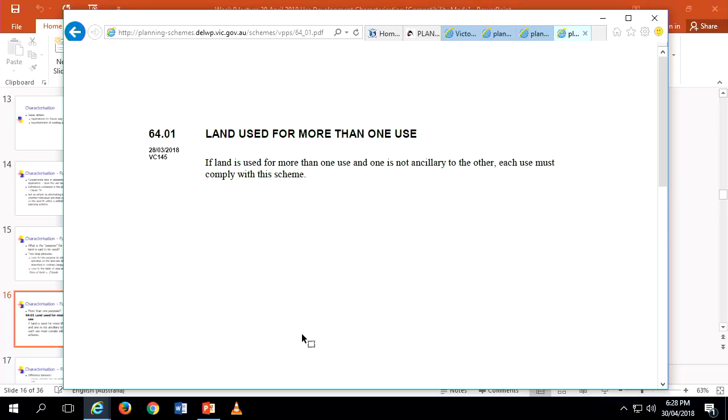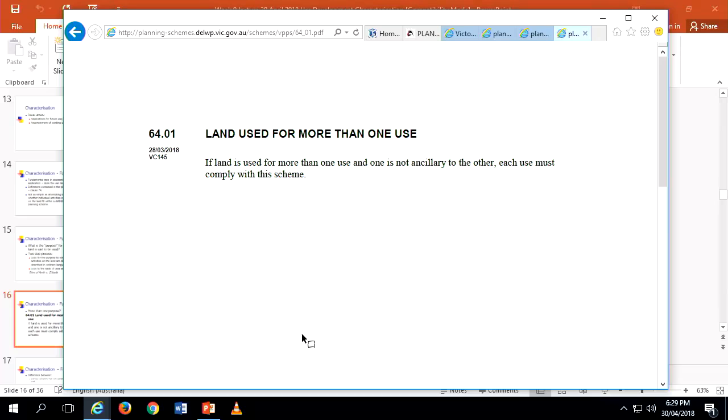It sounds really obvious, doesn't it? If you've got animal keeping and animal boarding and motor repairs, each of them needs to comply with the planning scheme. But there's a little out in this clause, isn't there? There's a little exemption. What would that be? There's a little bit of relief in terms of the land use there. Ancillary. So perhaps it means that if something is ancillary, it doesn't have to comply with the planning scheme. It's pretty much what it means, isn't it?